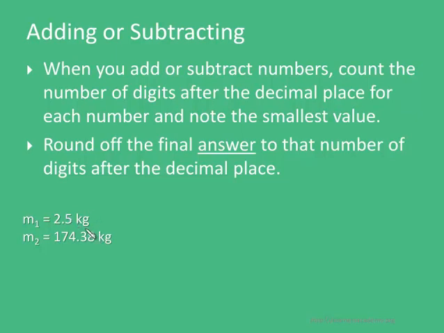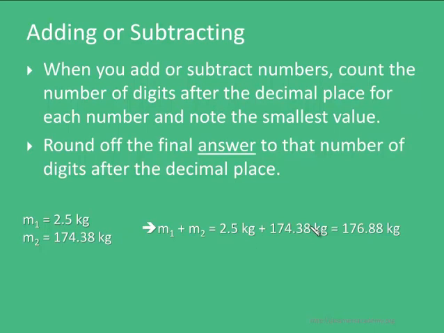So let's see what the consequence of all this would be. When we add these two numbers, we get 176.88. The question is, can we report this number as it is here? Now let's look at M1 again. M1 is actually between 2.4 kilograms and 2.6 kilograms. And M2, we're going to say it ranges from, let's say, 174.37 to 174.39 kilograms. If we add these up, we get 176.77 kilograms, and if we add these over here, we get 176.99.